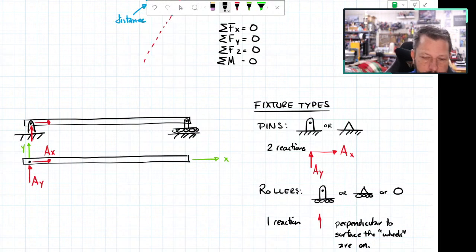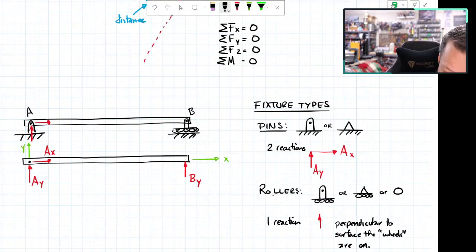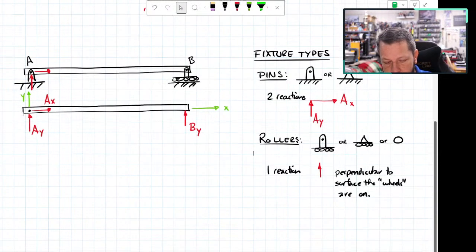Okay, so in our example, this would just look like this. Maybe I call it BY for point B. You know, this is point A, and this is point B, and so that's the reaction in the Y direction. There's one other that we kind of have that's not a pin and not a roller, and that's called a fixed support.